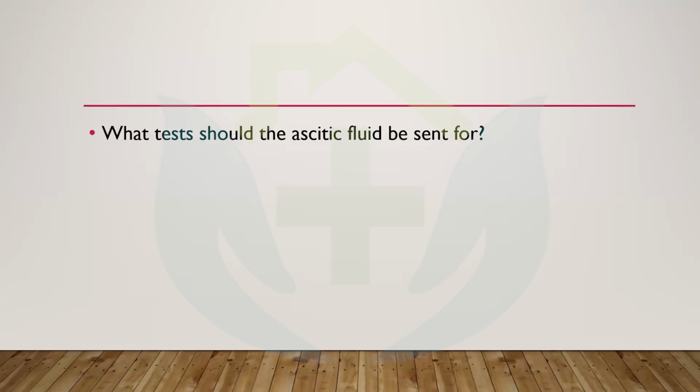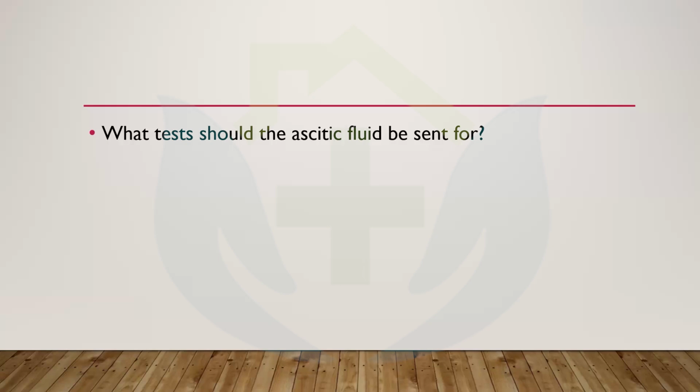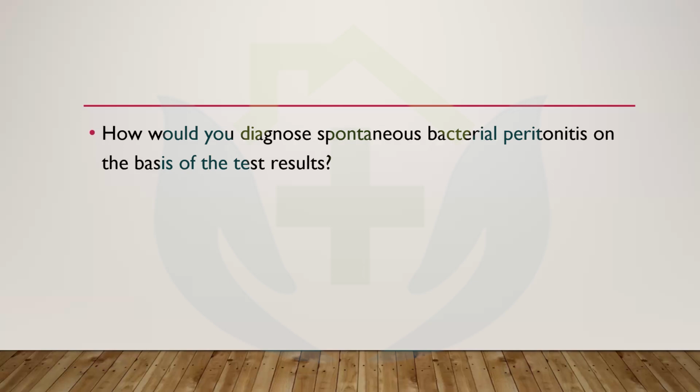What tests should the ascitic fluid be sent for? Ascitic fluid should be sent for cytology for malignant cells, routine tests like cell count, LDH, sugar, protein, and along with that Gram staining and culture should be sent. Okay, very good. How would you diagnose SBP on the basis of test results?